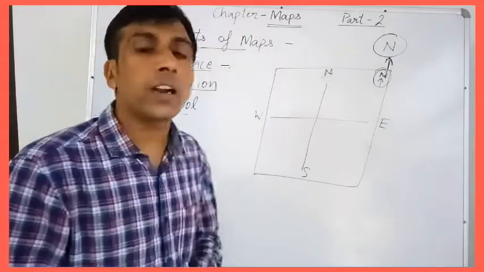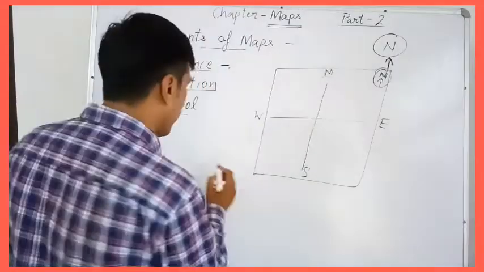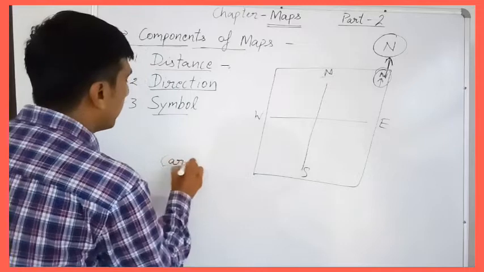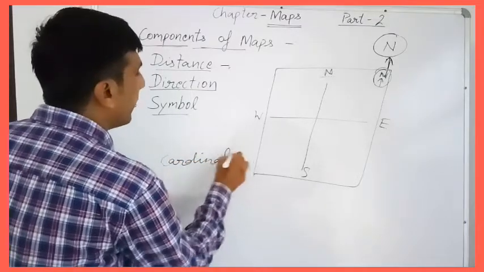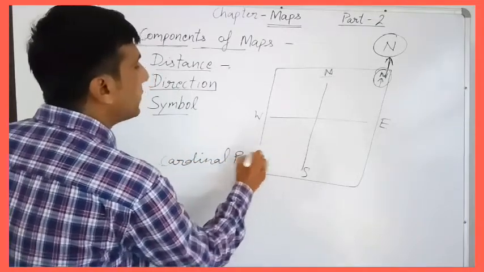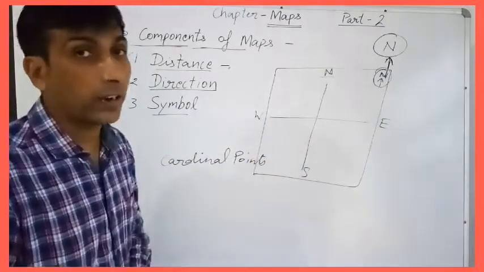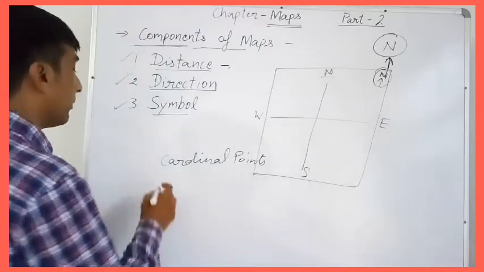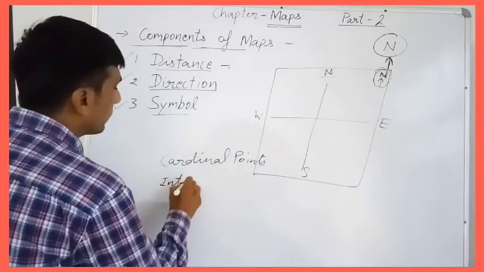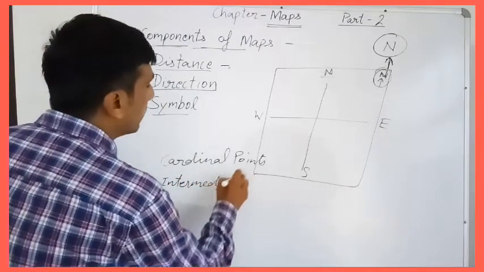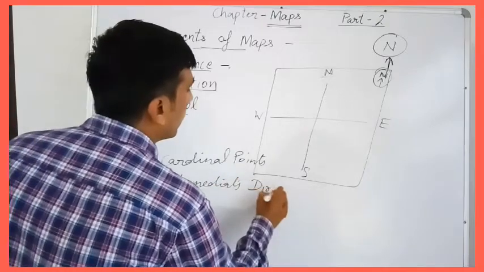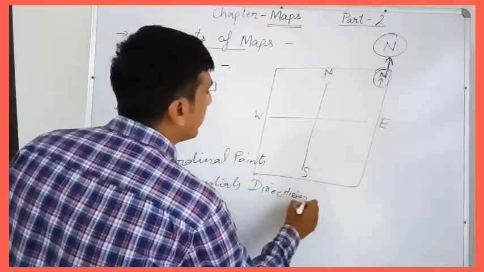These are known as cardinal directions, cardinal points. What are the cardinal points? North, south, east, west. These are the cardinal points. But some are intermediate directions. These are the intermediate directions.